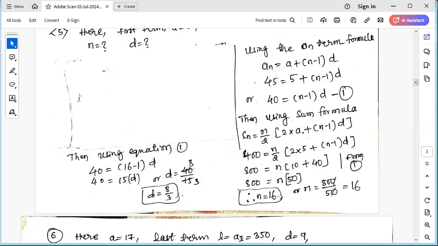Once the value of n is obtained, then go back to equation 1. Equation 1 is 40 is equal to n minus 1 into d. In this equation, I can substitute the value of n, that is 16. So 40 is equal to 16 minus 1 into d. So 40 is equal to 16 minus 1 is 15, 15 into d. Or d is equal to 40 divided by 15. So cancel these two. 5 threes are 15, 5 eights are 40. So d is equal to 8 by 3. So in this way, we got the value of n, the number of terms, and d, the common difference. The problem is solved.